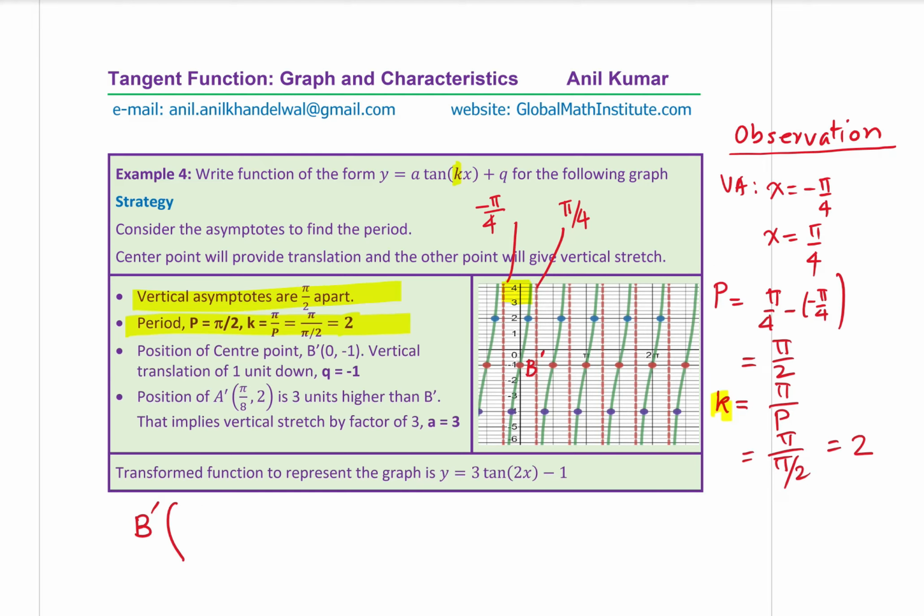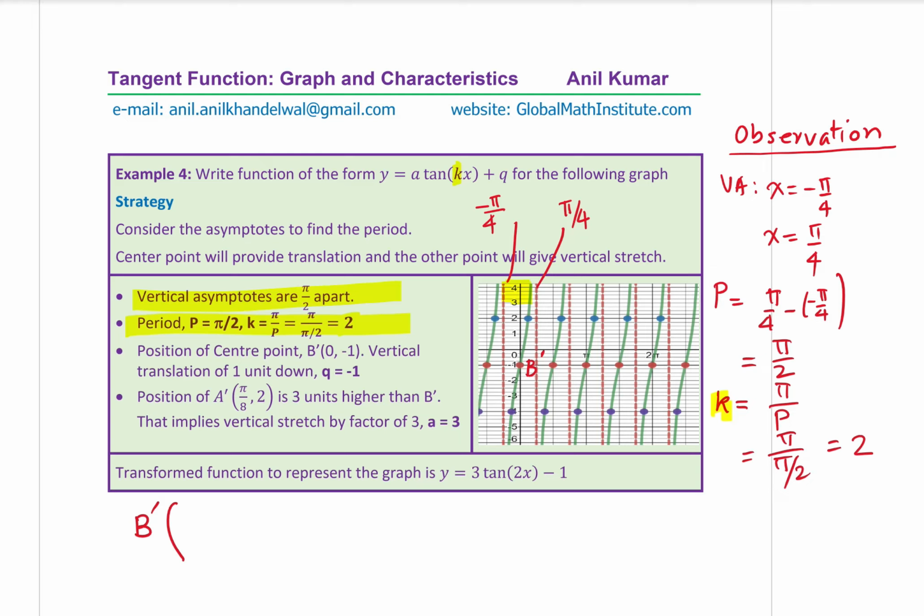So B dash is the point which is moved to the value of minus 1, right? So the y value is minus 1. So that is B dash. Now this value of minus 1 actually gives you the value for q. So it is translated 1 unit down. You get the idea?